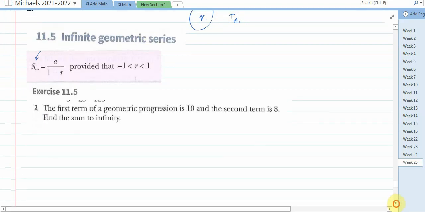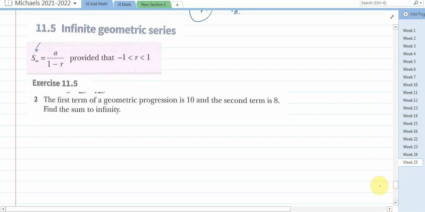On your screen there is a question from 11.5. It says the first term of a geometric progression is 10, so A is 10, and the second term is 8, so T2 equals 8. Find the sum to infinity. You have the working formula, S infinity equals A divided by 1 minus R. The problem is the value of R is unknown, but you have the second term, and we know R is the ratio of the second term to the first term.